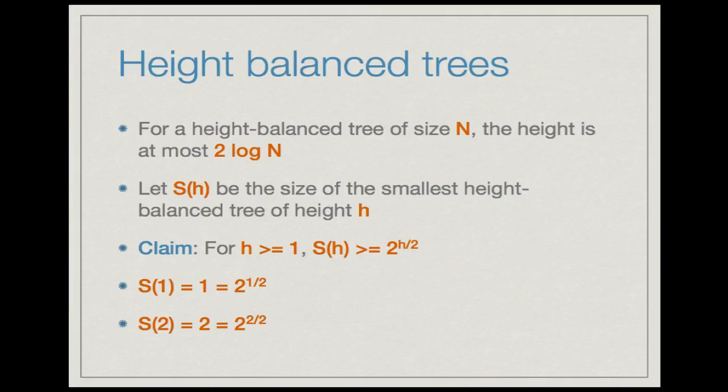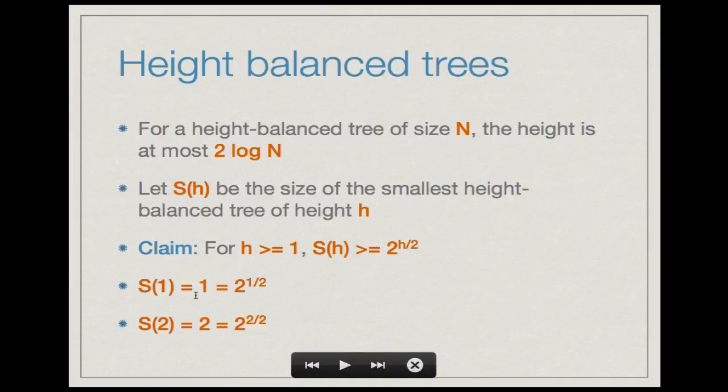Before we move on to the implementation of a height balanced tree, let us look at the bounds. We claim that for a height balanced tree of size n, the height is at most twice log n. The proof is as follows. Let s of h be the size of the smallest height balanced tree of height h. We claim that for h greater than or equal to 1, s of h is greater than or equal to 2 to the h by 2.